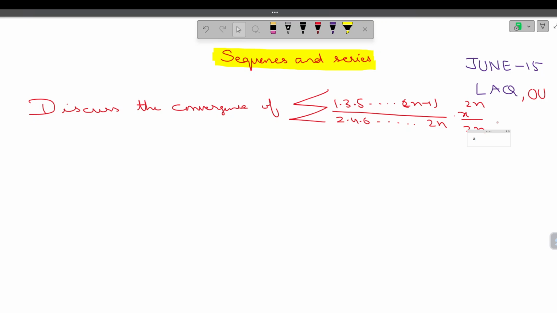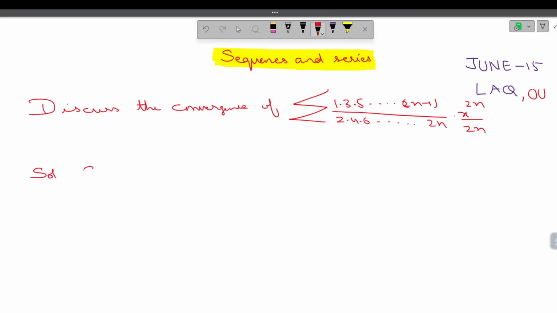Hi everyone, today we'll discuss one more problem on sequences and series. Discuss the convergence of the series. If this type of problem comes, discuss the convergence of the series, it is a long problem. Because whenever x is involved, the test will fail when x equal to 1. Generally, at that time we have to take the value of x, then proceed.